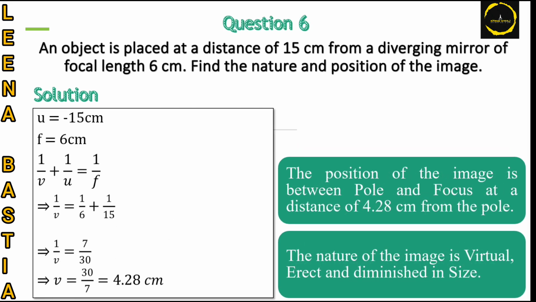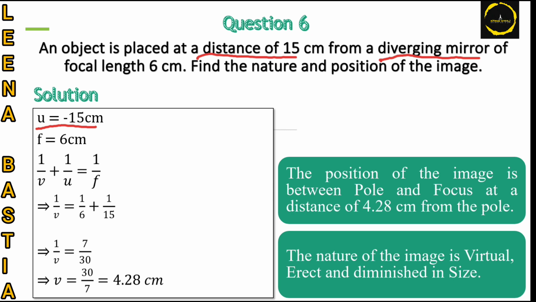An object is placed at a distance of 15 centimeter from a diverging mirror of focal length 6 centimeter. Find the nature and position of the image. Children, in the previous question we were discussing the converging mirror, and here it is the diverging mirror. So it is a clear indication that it is a convex mirror, right? The given data is the object distance, so u is minus 15 centimeter, always taken as minus.